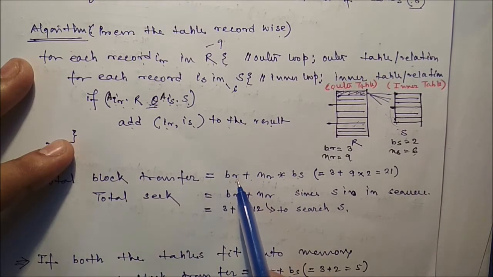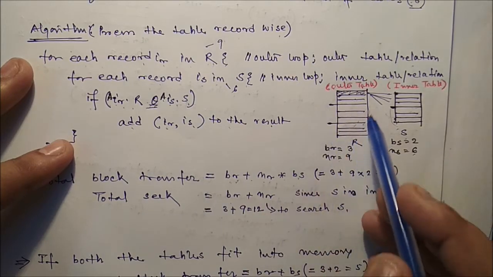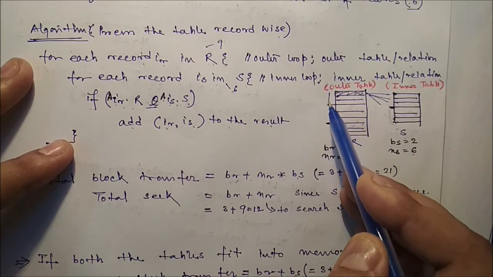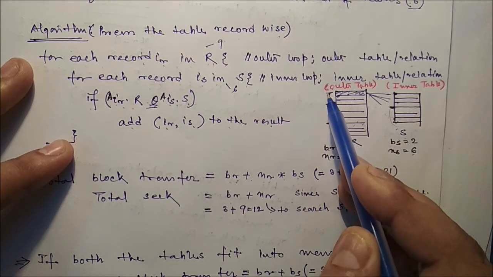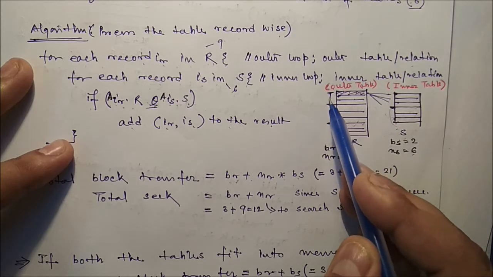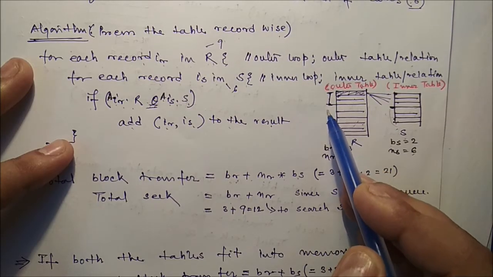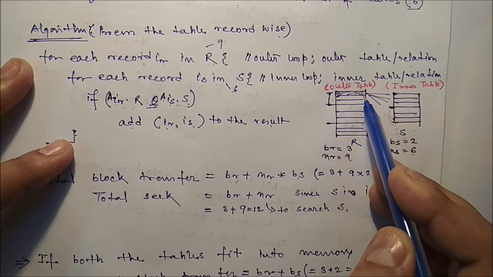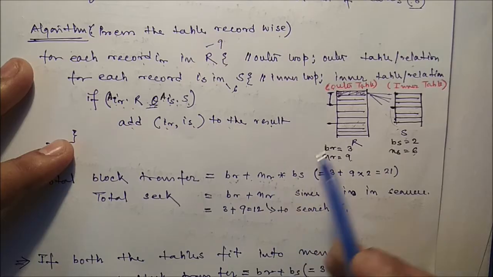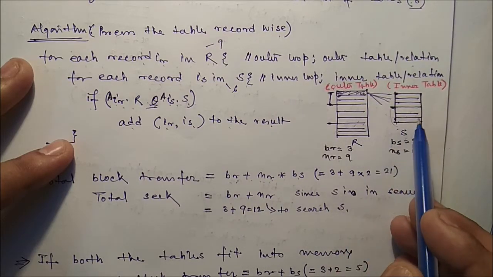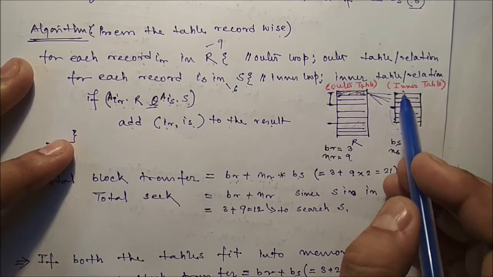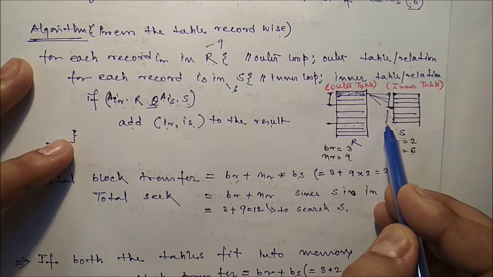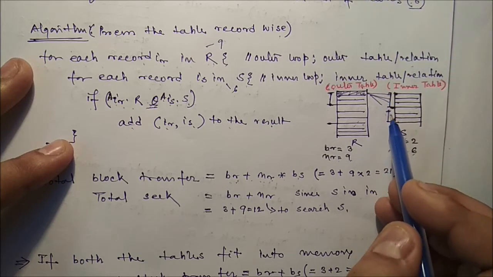So what is BR? BR is the total number of blocks present in this outer table. First of all we have to fetch and transfer this particular block. After transferring this block, we have to select this record, and for each and every record, NR is the total number of records, we have to fetch BS number of blocks. So we have to fetch this set of blocks, and then this set of blocks, or we have to fetch this block, then this block.